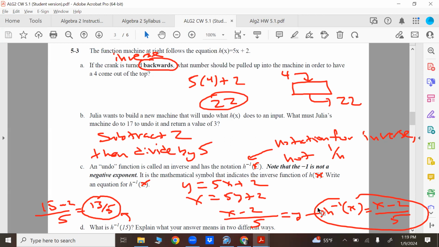So one thing you can do is write the original, swap x and y, and then just solve for y. That's the best way to do it, just saying that. Swap x and y, solve for y. So the notation looks like this.